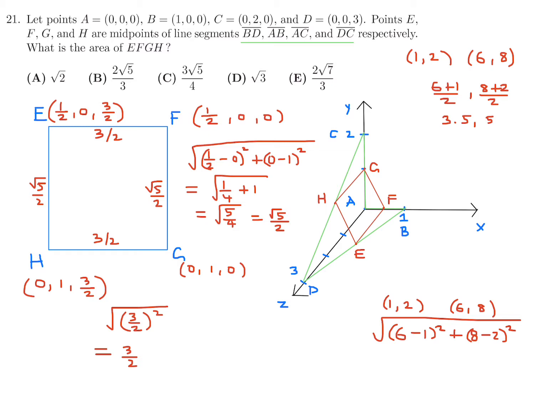And therefore, 3 over 2 and root 5 over 2 are the sides. And when you find the area, that's just going to be length times width. So it's root 5 over 2 times 3 over 2, and that is 3 root 5 over 4. And therefore, the answer is C. And it is a rectangle, EFGH.